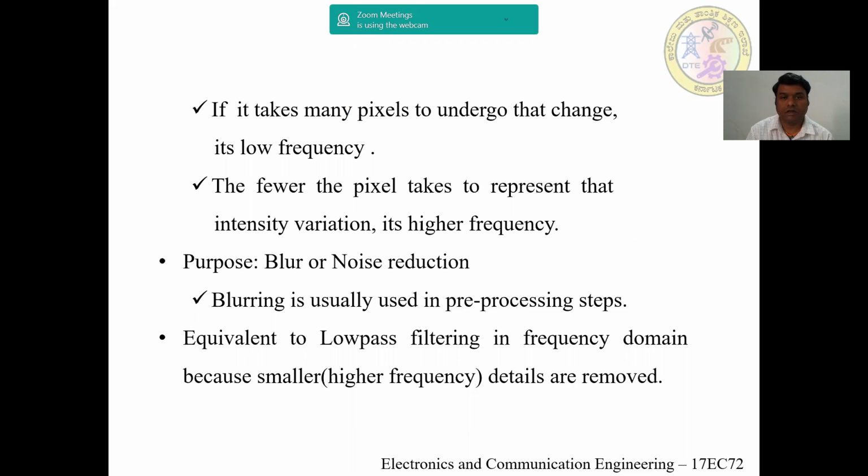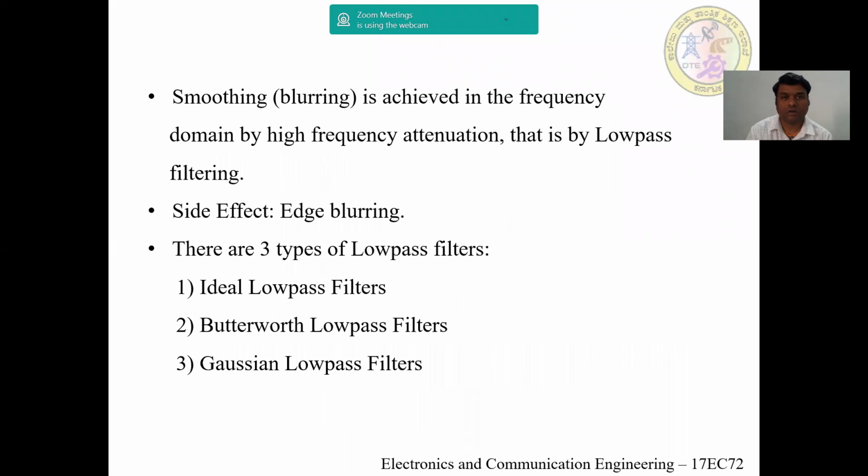Purpose is to reduce the blur or noise reduction. Blurring is usually used in pre-processing steps, equivalent to low-pass filtering in frequency domain because smaller details are removed. Smoothing is achieved in the frequency domain by high frequency attenuation, that is by low-pass filtering. So we get edge blurring. These are the side effects of this smoothing. We employ three types of low-pass filters: ideal low-pass filters, Butterworth low-pass filters, and Gaussian low-pass filters.